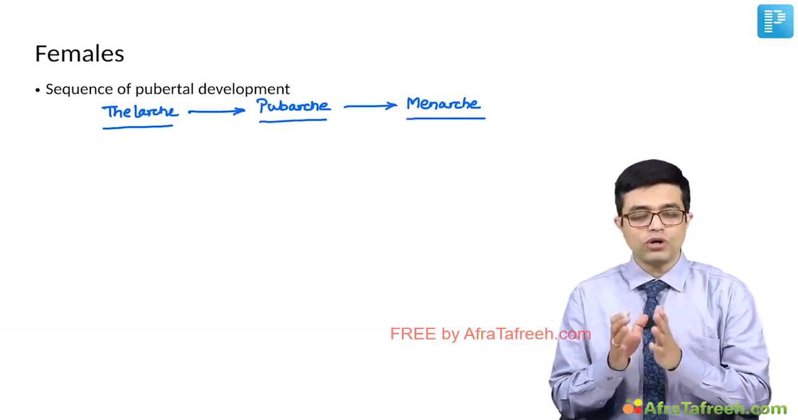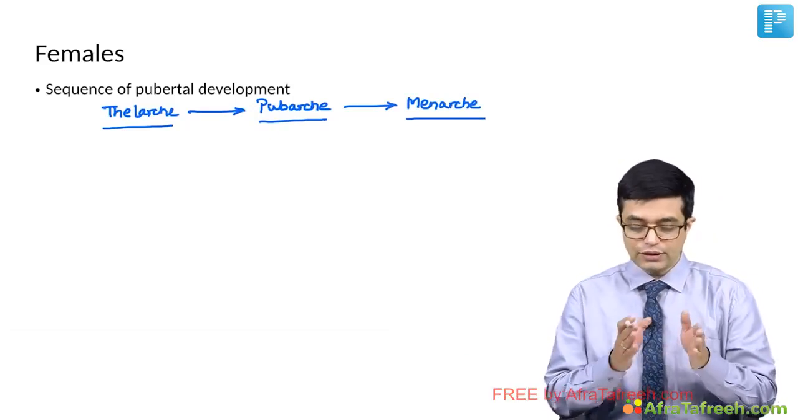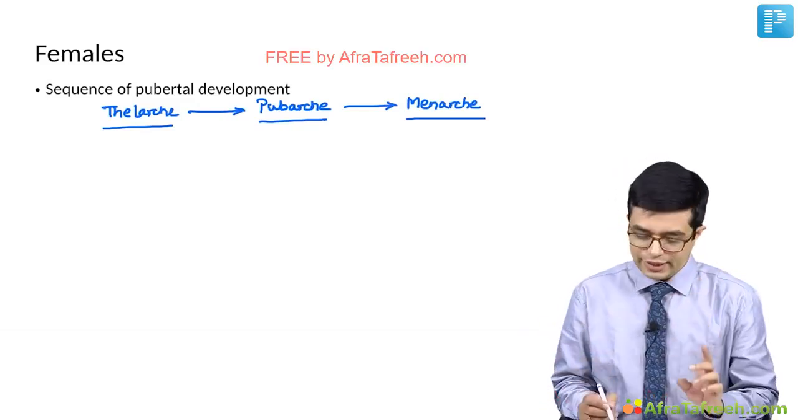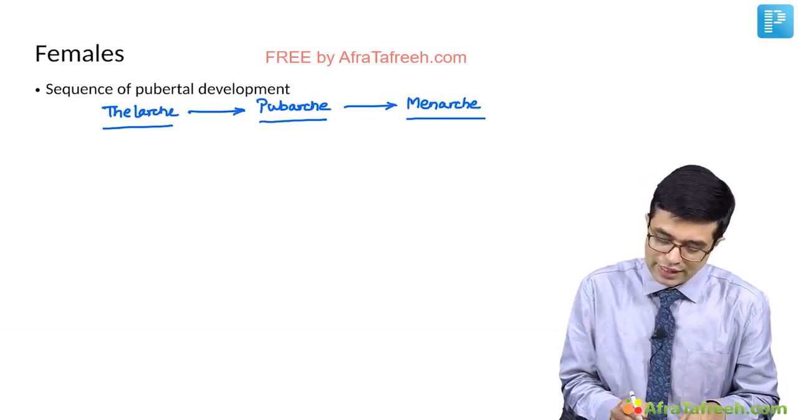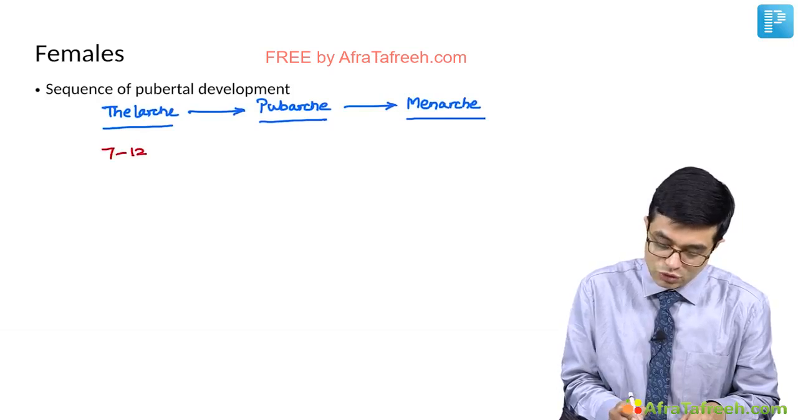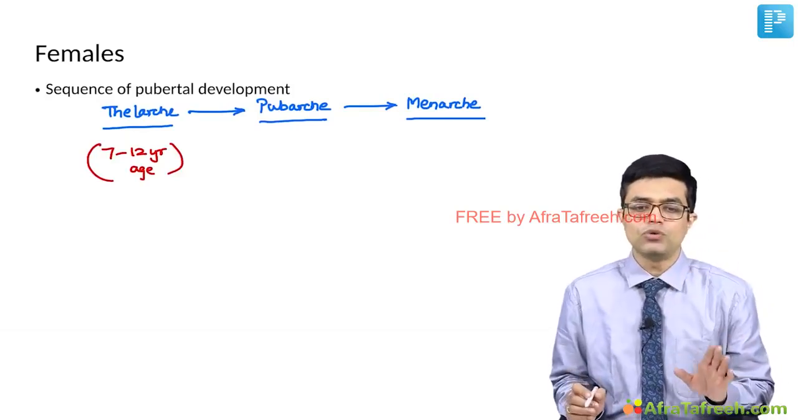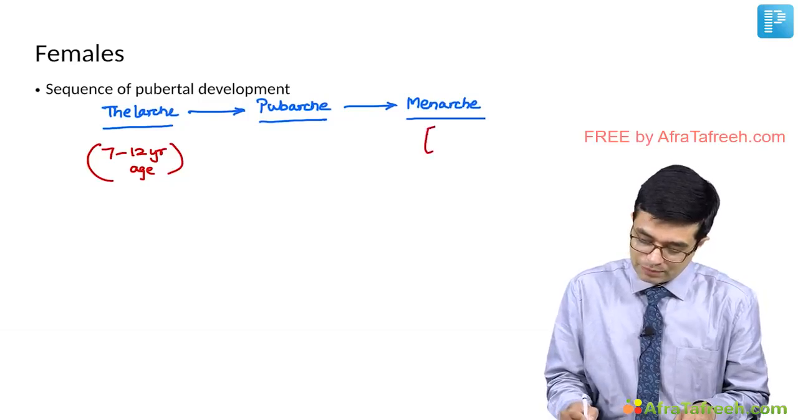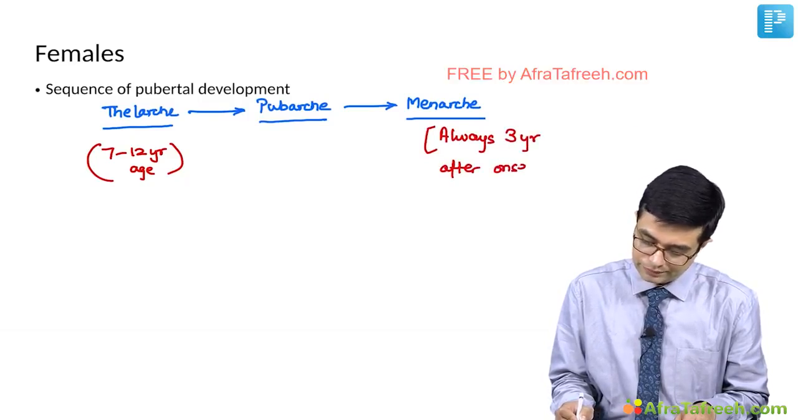The timing of onset of puberty varies across various individuals. However, the relative gap after which each stage is happening is relatively fixed. Nelson says that thelarche, that is onset of pubertal development, can occur anywhere between 7 to 12 years of age. So there is a long range. However, once it begins, menarche will always come 3 years after onset of thelarche.